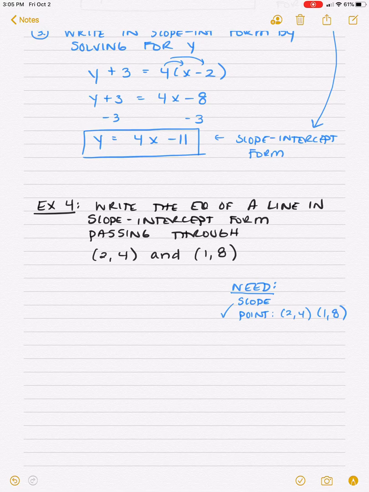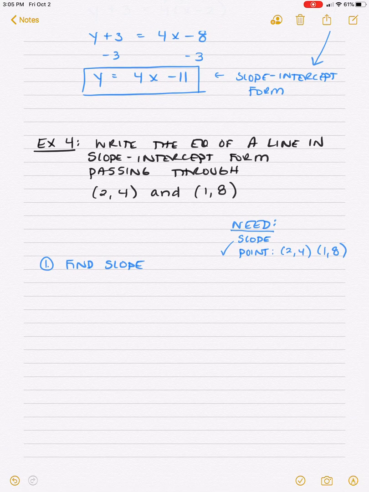So where do I begin on this problem? I'm going to start by finding the slope. And this time, I don't have a parallel or perpendicular line to use. I'm going to have to use the slope formula. So the slope is going to be y2 minus y1, 8 minus 4, divided by 1 minus 2. I'm going to keep going, and I get 4 over negative 1. My slope is now negative 4.